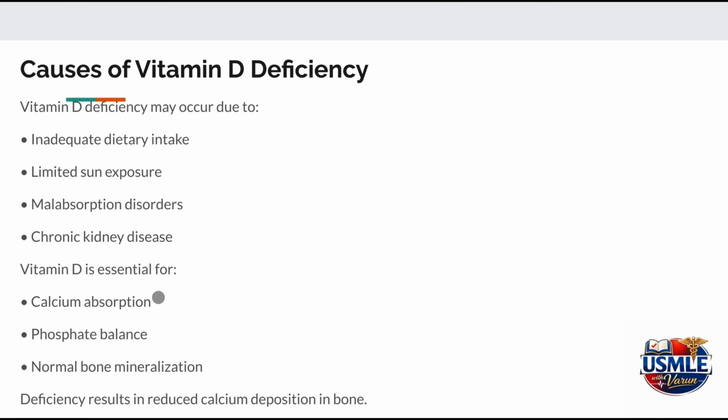Vitamin D deficiency can occur for several reasons. The most common causes would include inadequate dietary intake, limited sun exposure, malabsorption disorders, and chronic kidney disease. Vitamin D plays a crucial role in calcium absorption from the intestine and for the maintenance of normal bone mineralization. Whenever vitamin D levels are low, calcium absorption from the gut decreases and bone mineralization also becomes impaired. So vitamin D is particularly essential for calcium absorption, and when it is deficient, there is reduced absorption of calcium from the gut, and this can eventually present with reduced bone mineralization.